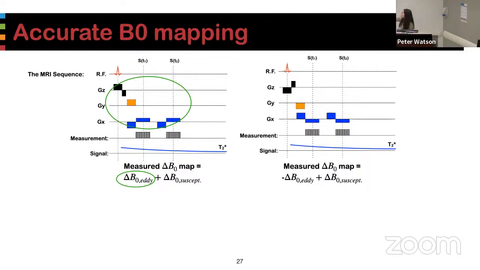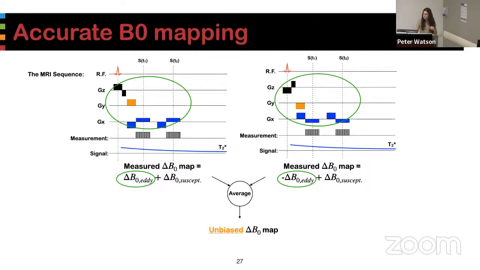So you see the gradients here have all been reversed, polarities have all been reversed. If the polarities have been reversed, then the induced currents are going to be reversed as well, and the magnitude of the eddy-induced field will be reversed as well. So then we can take both field maps, add them together, take the average, and that should cancel the eddy-induced term. So now we have what I call an unbiased B0 map.